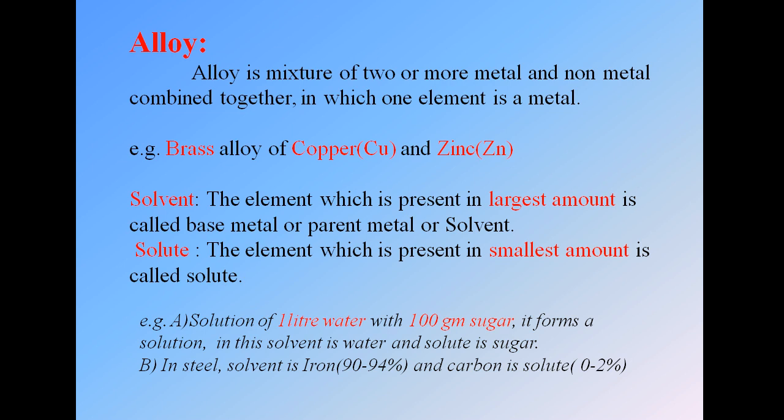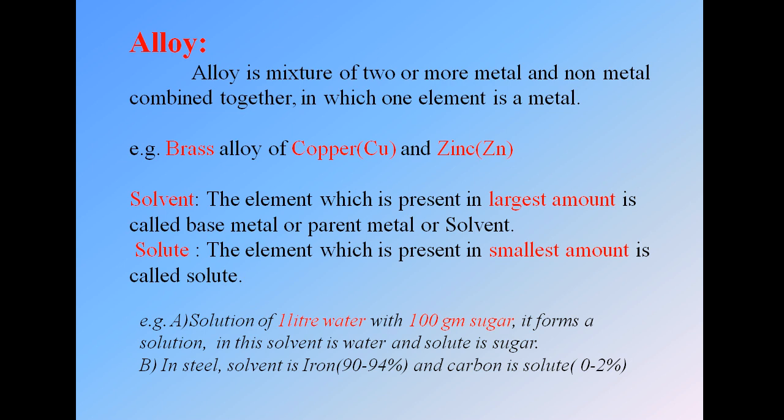Okay, look at an example in metallurgy. In steel, the solvent is iron because its composition is from 90 to 94%, as it is a base metal, you know. And carbon is a solute because its percentage is from 0 to 2%, and in steel we find an interstitial solid solution. We can see the next.